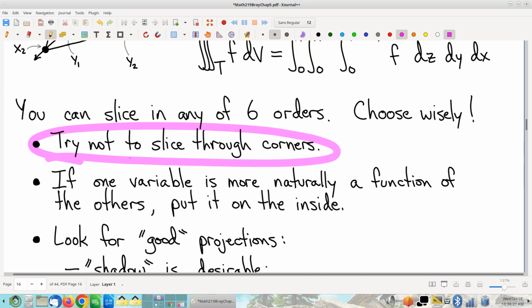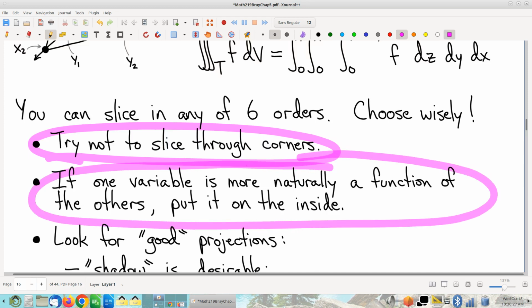Morally equivalent reasons to why we came to that conclusion for double integrals. And also, if one of the variables is more naturally a function of the others, think about what you want to solve for and what you don't want to have to solve for, and whichever one you'd like to solve for, put it on the inside. So that will be the one that you have to solve for, so you get your way.